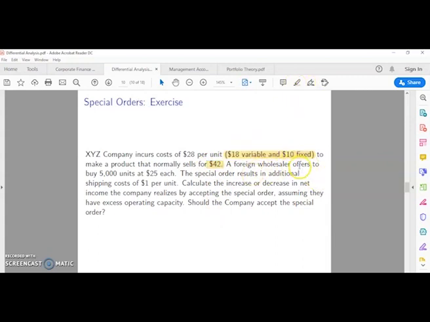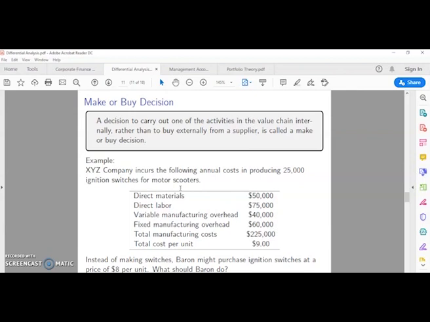A foreign wholesaler offers to buy 5,000 units at 25 each, and the special offer results in additional shipping costs of $1 per unit. So here you have one additional cost that you need to consider if you accept the order. Calculate the increase or decrease in net income the company realizes by accepting the special order, assuming they have excess operating capacity. Should the company accept the special order? So here, again, we have the same procedure.